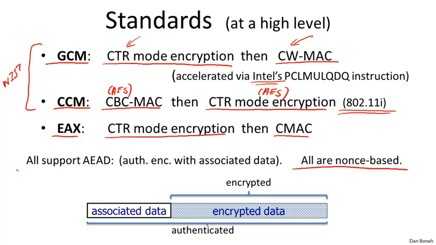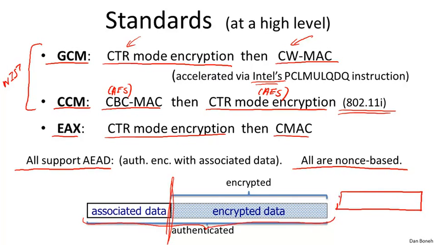The other important point is that all these modes are what's called authenticated encryption with associated data. This is an extension of authenticated encryption that comes up very often in networking protocols. The idea behind AEAD is that the message provided to the encryption mode is not intended to be fully encrypted. Only part of the message is intended to be encrypted, but all of the message is intended to be authenticated.